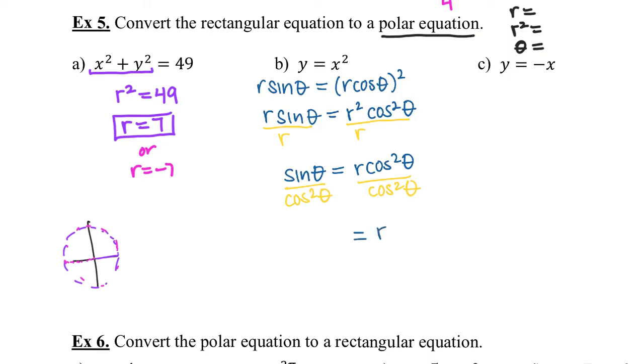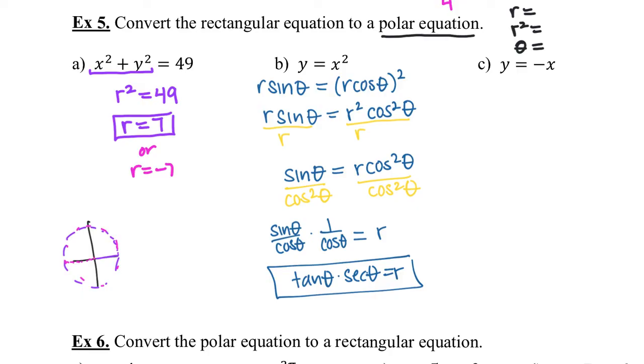r equals, I'm going to split this up. So I'm going to do sine over cosine times 1 over cosine, because when possible, I try to get rid of the fractions just like we did on trig identities. Okay, so this is my best equation. It's r equals tangent theta times secant theta. And that's representing this lovely parabola, but in polar equation land. Okay, let's do one more.